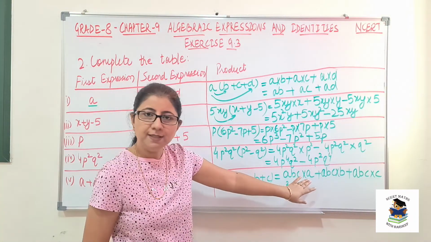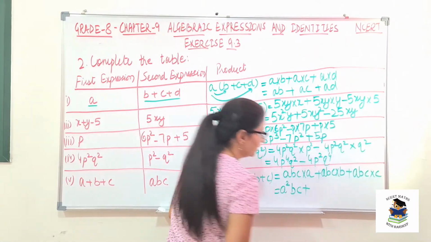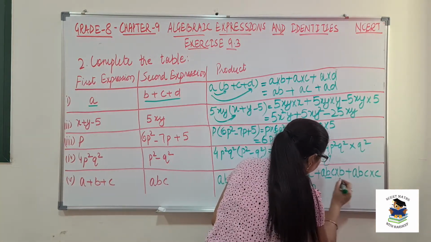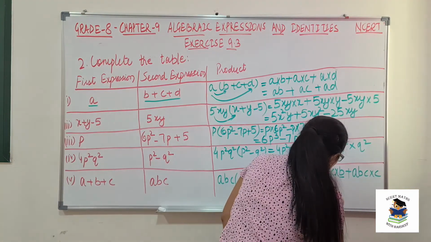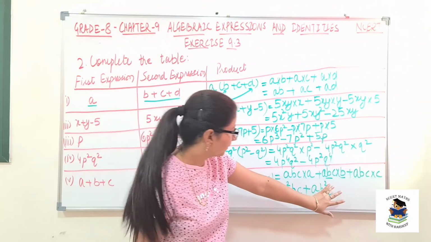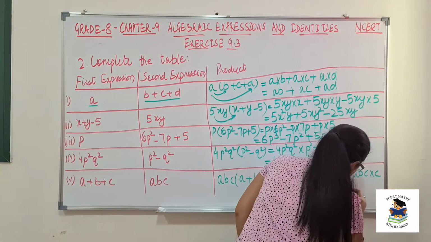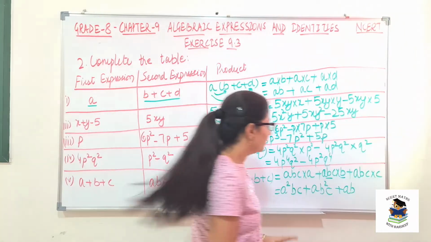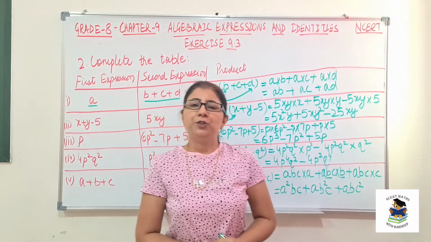Now BC as it is. So A square BC plus, here we don't have any other A, so I will write A as it is, but B with B. So we will get B square, and then C. Okay. So now last is CAB, we don't have any other AB in the expression. So C into C will give me C square. So this is all about our question number 2.